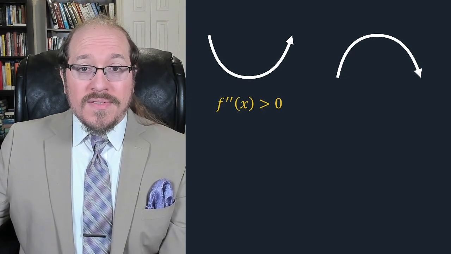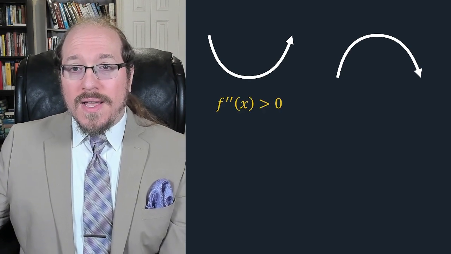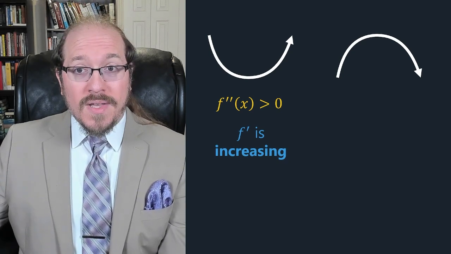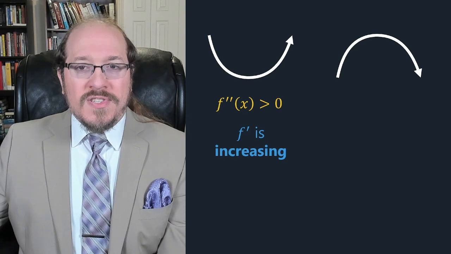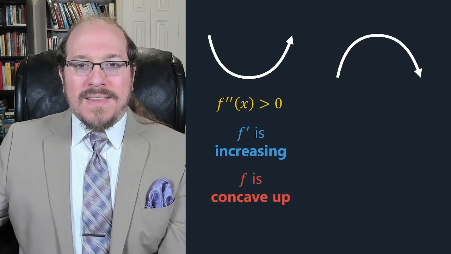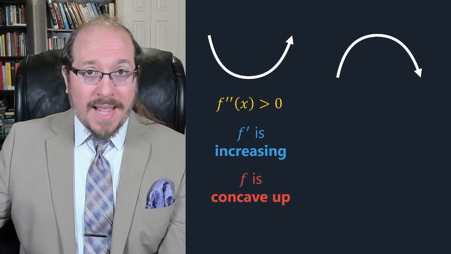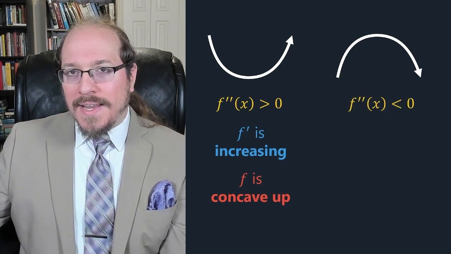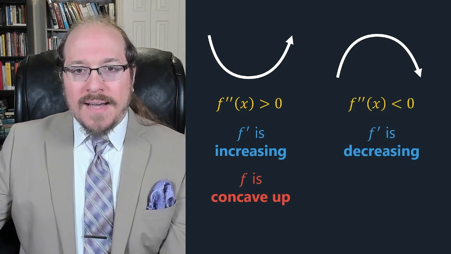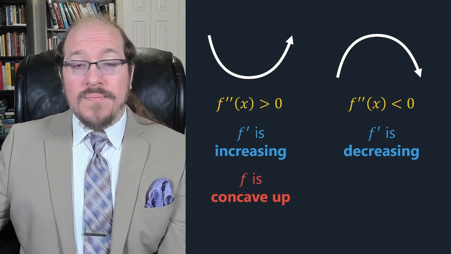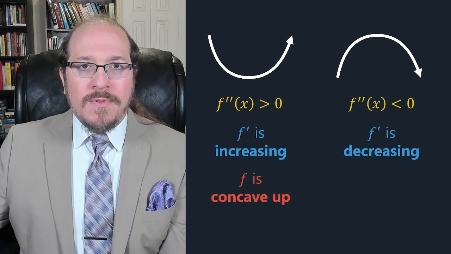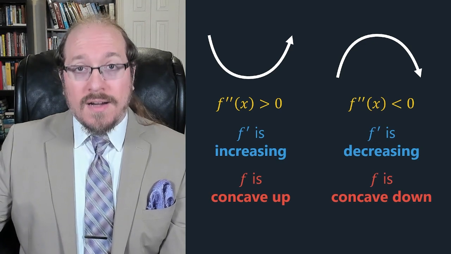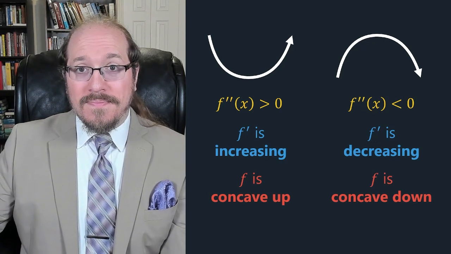Anyway, what does the second derivative tell us about the shape of a graph? Well, if f double prime is positive, then the slope of f is gradually increasing, which means it'll make sort of a smile shape. We say that the graph of f is concave up. Likewise, if f double prime is negative, then the slope of f is gradually decreasing, which means it'll make sort of a frown shape. In that case, we say that the graph of f is concave down.